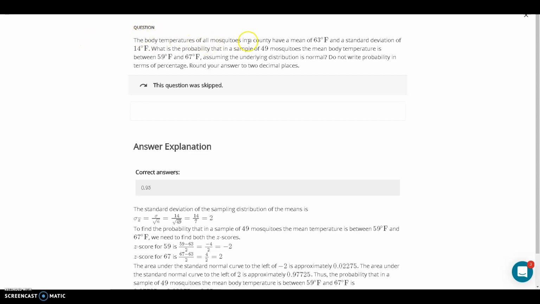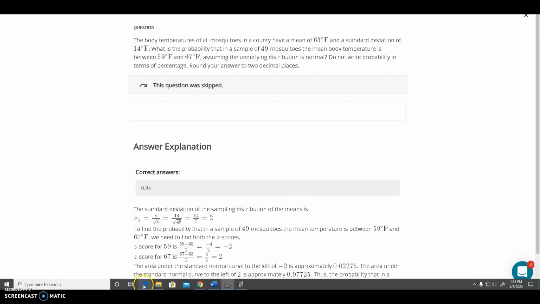The body temperature of all mosquitoes in a county have a mean of 63 degrees Fahrenheit and a standard deviation of 14 degrees Fahrenheit. What is the probability that a sample of 49 mosquitoes have a body temperature between 59 and 67 degrees Fahrenheit? Assume the underlying distribution is normal. Okay, so here we go. Let's write down what we know.